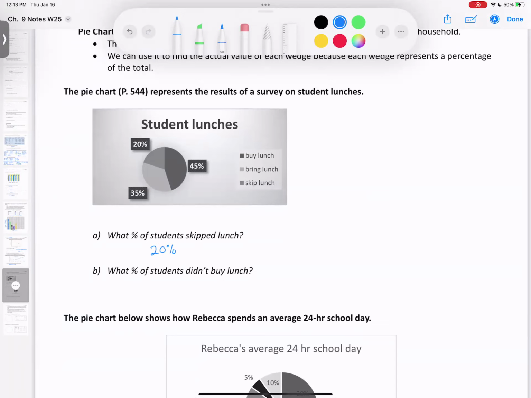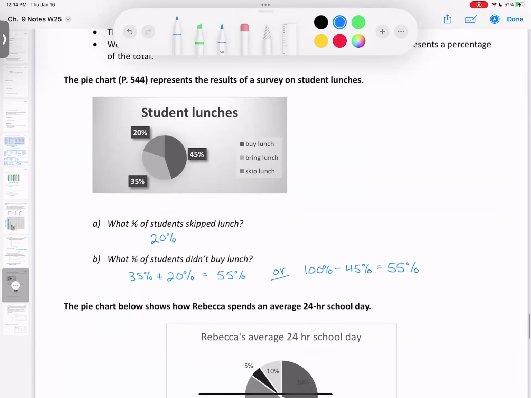So didn't buy lunch, so that means they either brought lunch or skipped lunch. So in the brought lunch category, we have 35%. And then in the skipped lunch category, we have 20%. So that would be 55%. Okay, or you could say, well, the percent that didn't buy lunch is 100% minus those who did buy lunch, which was 45%, and you'll get the same answer. So 55% of students didn't buy lunch.